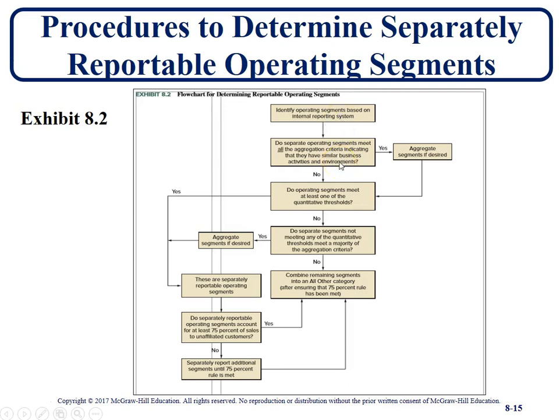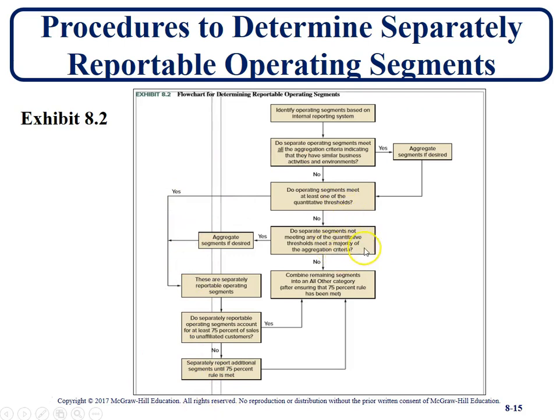You look at the segments and you separate the operating segments to see if they have similar business activities and environments. If they do, you're going to aggregate the segments. If they don't, do they meet at least one of the criteria? And that's for both. If they do, then they're going to be reported. So this over here on the left-hand side is looking at being reported.